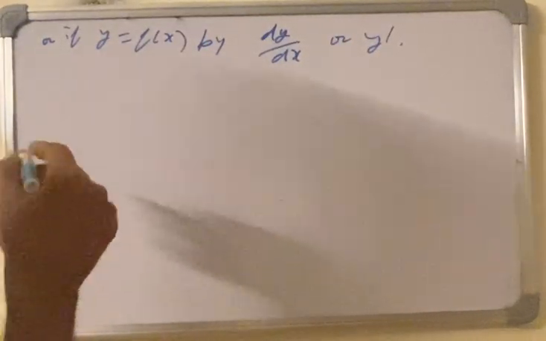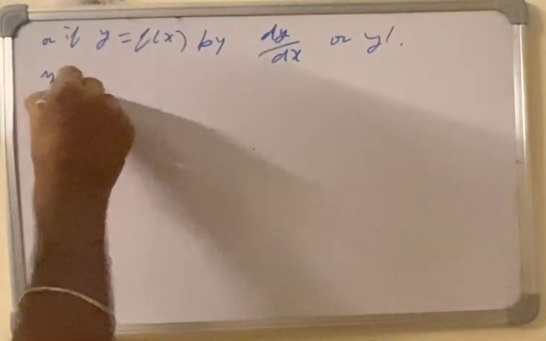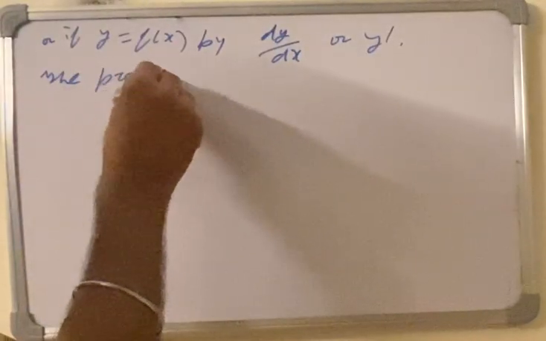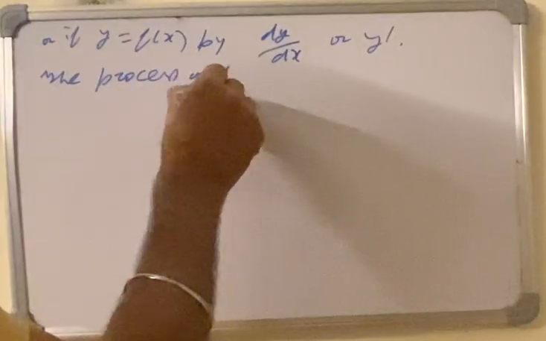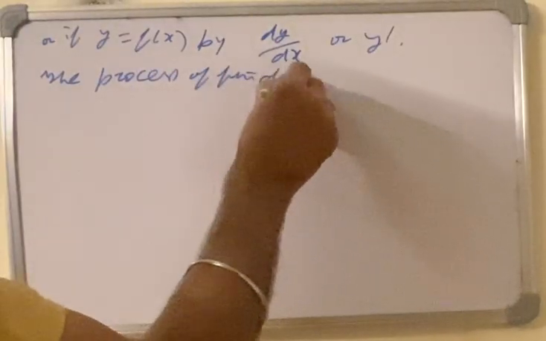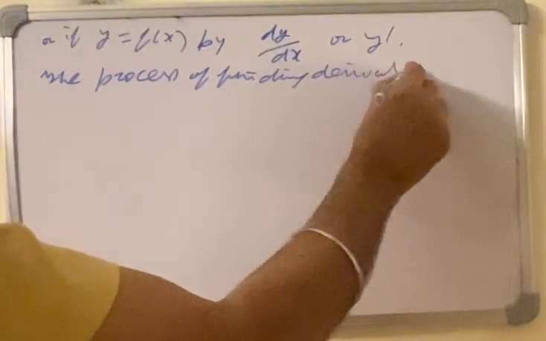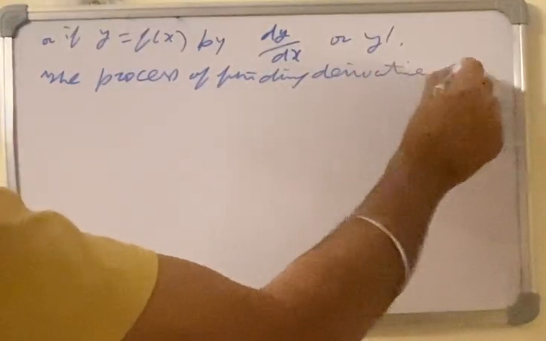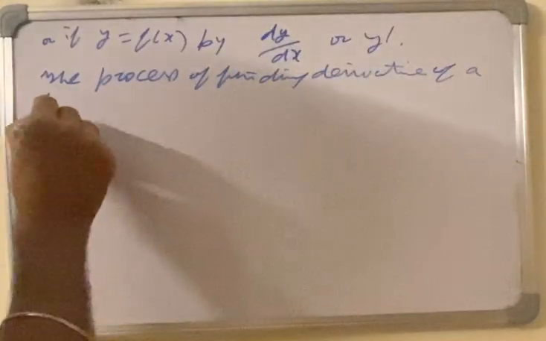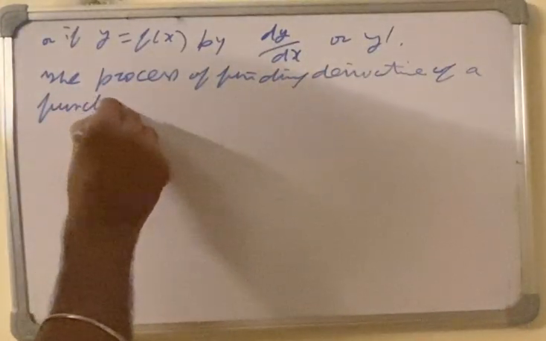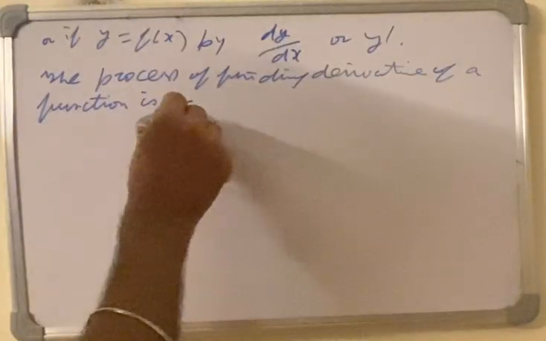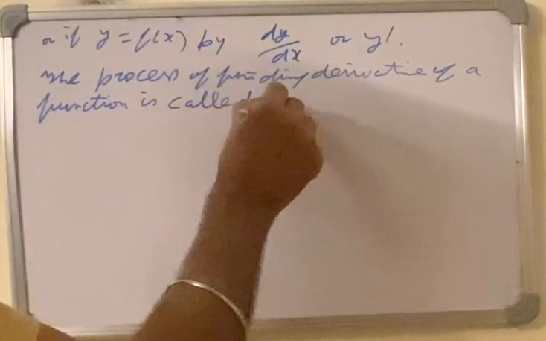The process of finding the derivative of a function is called differentiation.